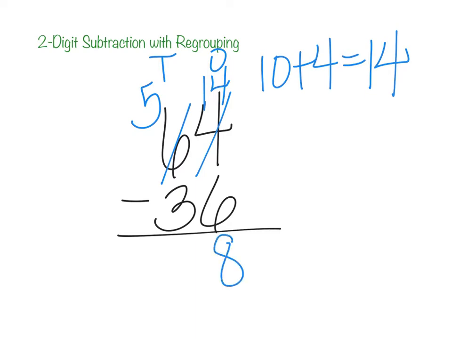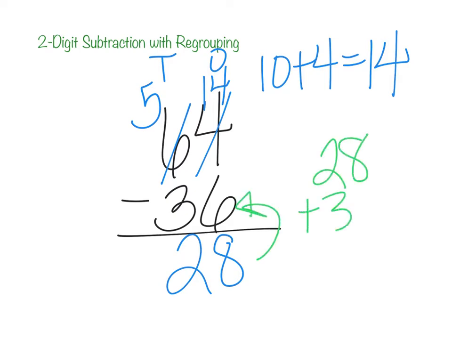Now let's subtract our tens place. What is 5 minus 3? Excellent, 2. All right, now I want to prove to myself that I did this correctly. So in order for me to prove that I did it correctly, I'm going to add to check. So I'm going to start with 28, and I'm going to add the 36. And what is the answer I should get? That's right, I should end up with 64 as my answer.